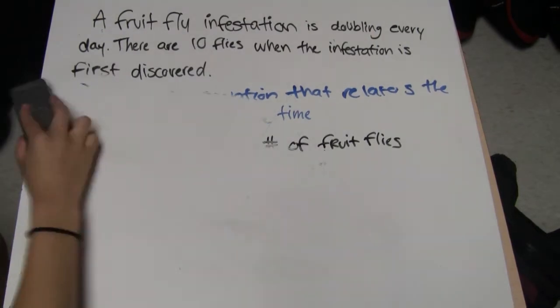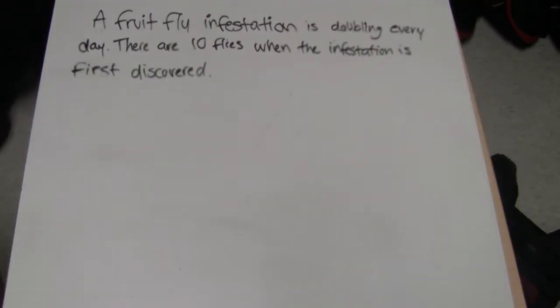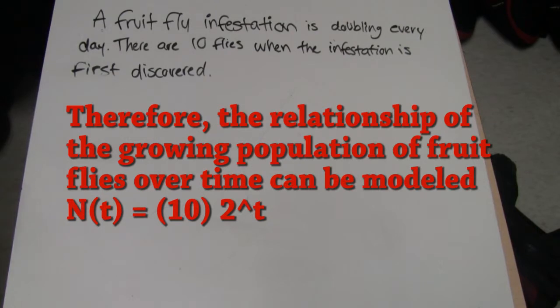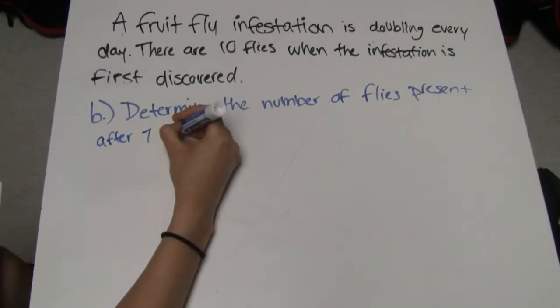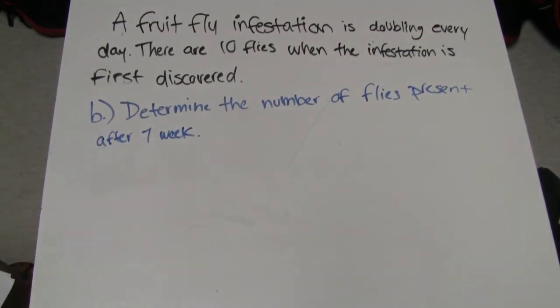Therefore, the relationship of the growing population of the flies over time can be modeled as N(t) = 10 times 2 to the power of t. So let's move on to part B. Determine the number of flies present after 1 week.